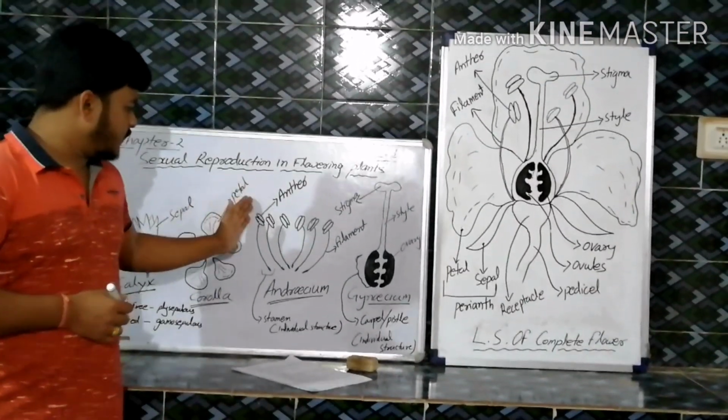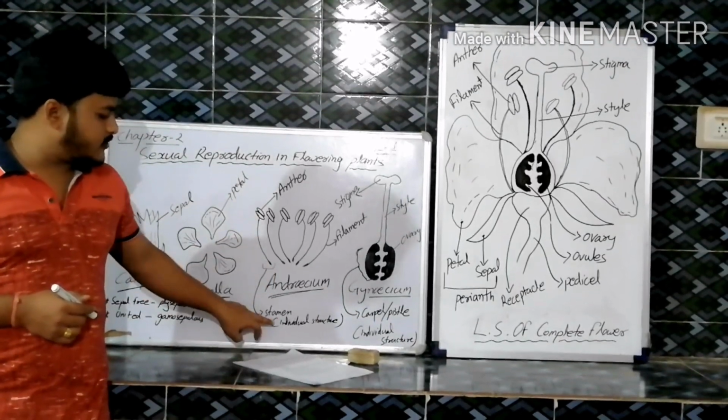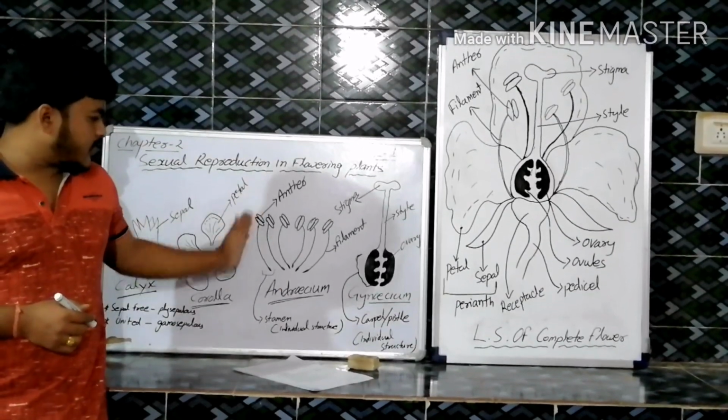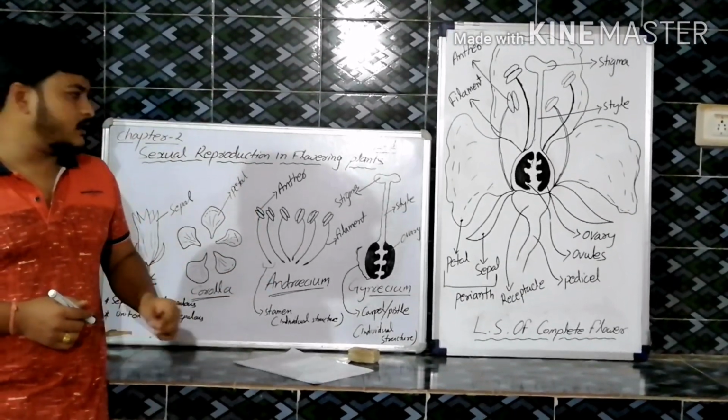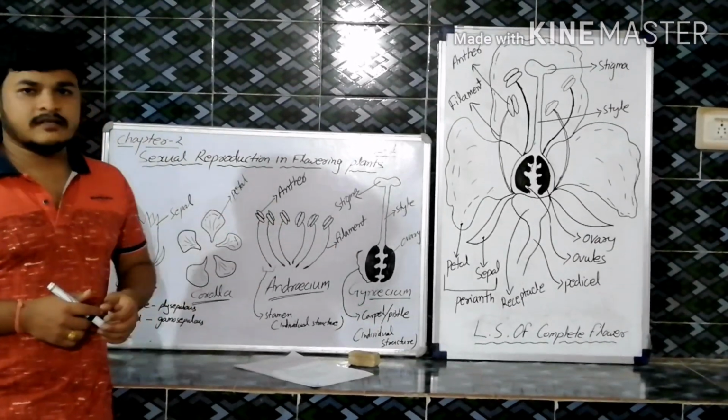If we take a single unit of your androecium, it is otherwise known as your stamen. That means the individual part is known as your stamen. The stamen consists of two structures: one is your anther and one is your filament. The anther is a bilobed structure.